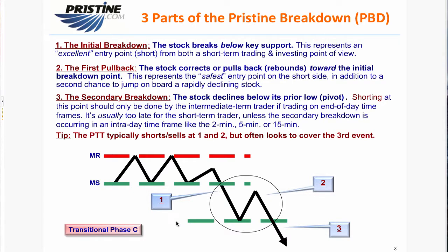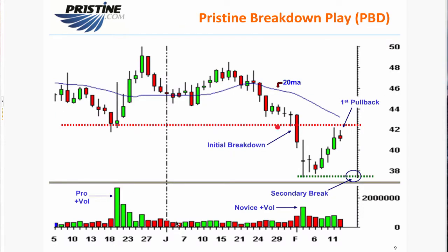So what does it look like? Here's your stage 3. You then get your initial breakdown, which, again, you could consider shorting. Or, as it then retraces, here's your first pullback. You can short this sell setup when and if it trades under that bar's low. And then your stop goes over the high. All right. And then, of course, you're going to look for and expect that secondary break below this pivot low to occur.